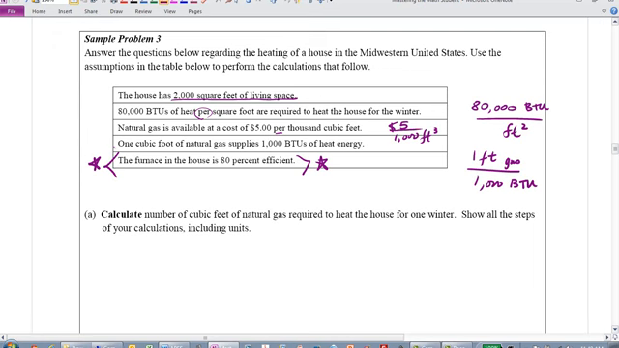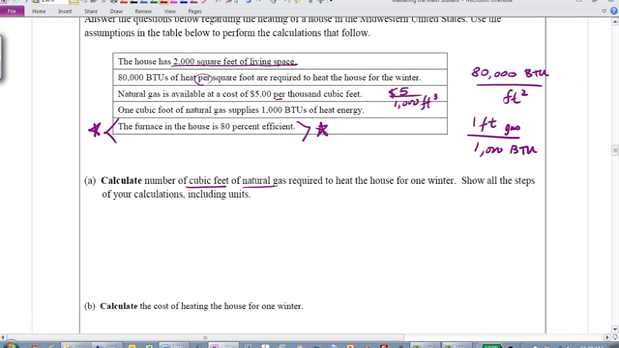All right, so what are we going to start with here? Read the problem. Calculate the number of cubic feet of natural gas required to heat the house for 1 winter. Show all the steps of your calculations, including units. All right, so how big is this house? 2,000 square feet.